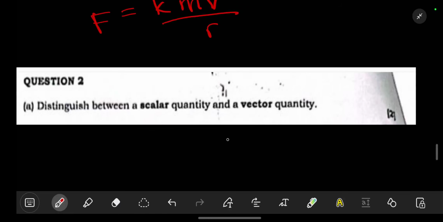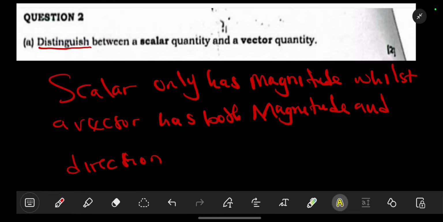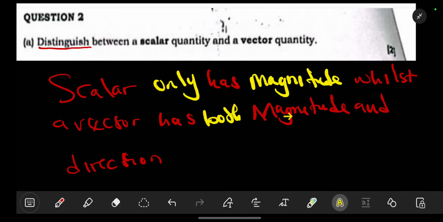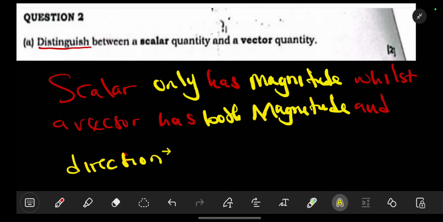Distinguish between scalar quantity and vector quantity. So a scalar has no direction, whilst a vector has both magnitude and direction. So the definition can be a distinguishing factor. So we can define, a scalar only has magnitude, whilst a vector has both magnitude and direction. So that's the difference. Let's move on to our next question.